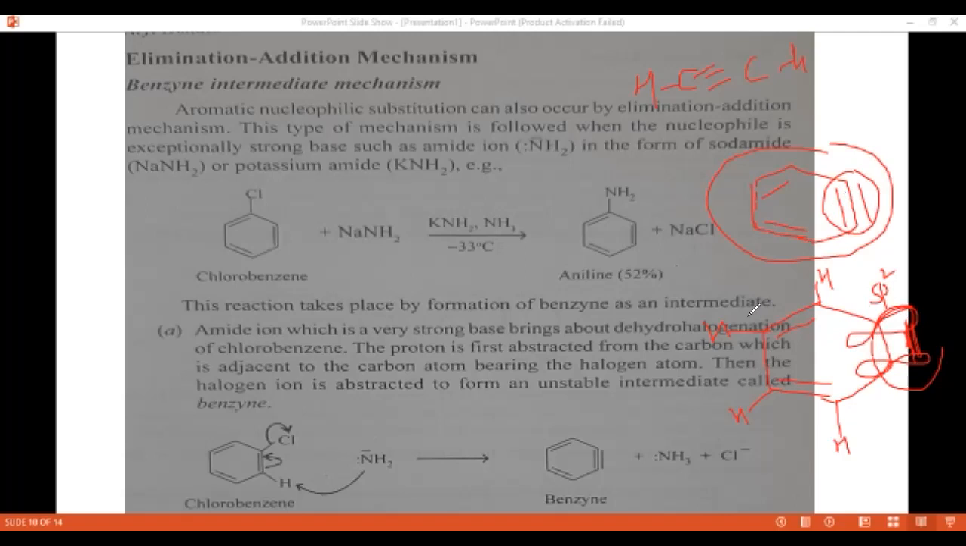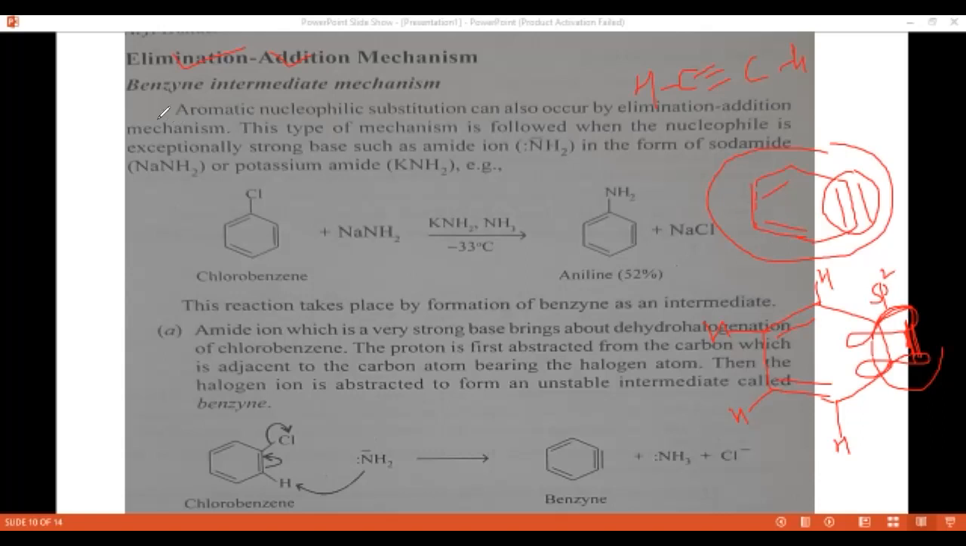The formation of benzyne is an elimination addition reaction. Benzyne may be regarded as highly strained acetylene. These are too unstable to be isolated and react with any nucleophile present in the solution.